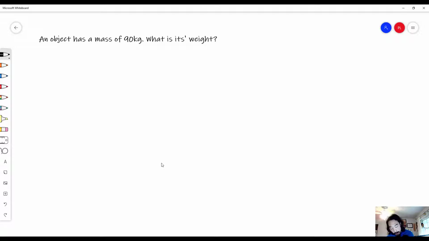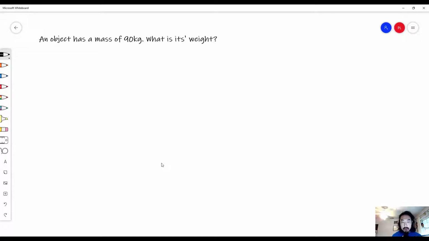Alright, we're going to start off with a very basic problem. This is a problem about weight. The situation says an object has a mass of 90 kilograms. What is its weight? So to start off, let's start with Newton's second law.